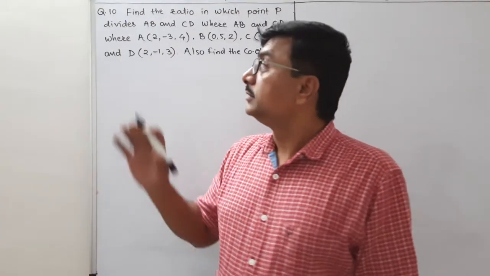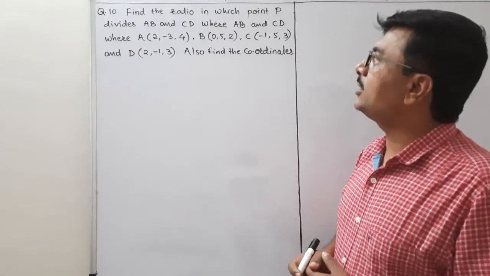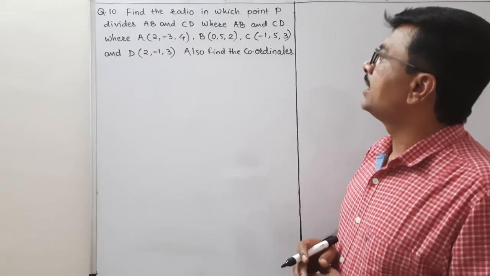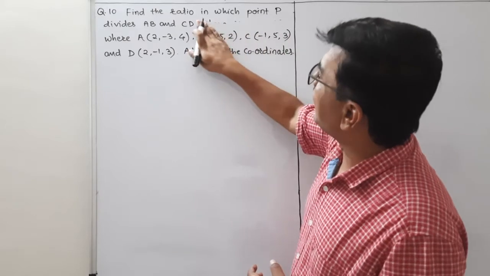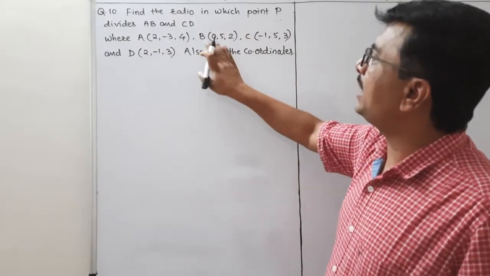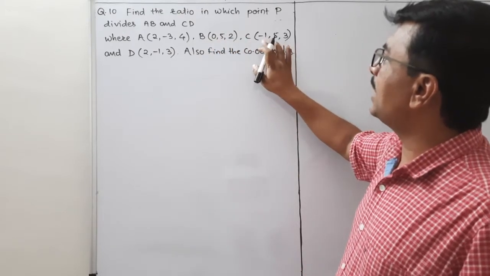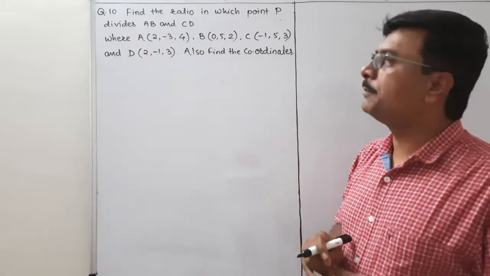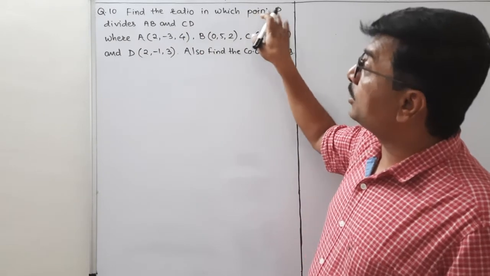Now see for next question, question number 10. Find the ratio in which point P divides AB and CD where A has coordinates 2, -3, 4, B has coordinates 0, 5, 2, C has coordinates -1, 5, 3 and D has coordinates 2, -1, 3.